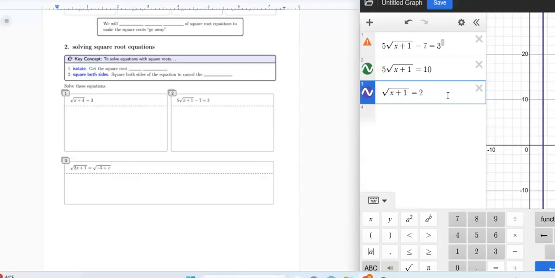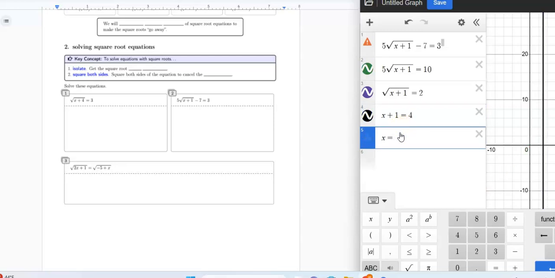Now I square everything. By squaring both sides, the square root symbol goes away, and 2 to the power of 2 is 2 times 2, that's 4. Then you subtract 1 from both sides, and the answer is 3. That's how to do that.